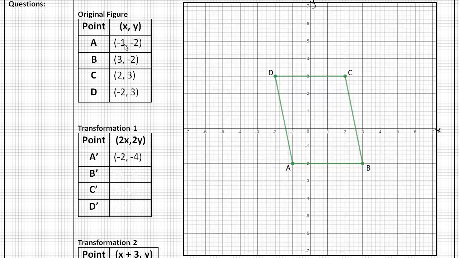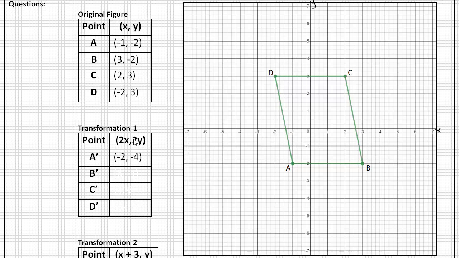So if we did that with the original coordinates for point A, -1, -2, -1 times 2 is -2. The y coordinate, -2 times -2 is -4. So this will be our new point for A prime. Can you figure out what the other 3 points will be if we use this rule?